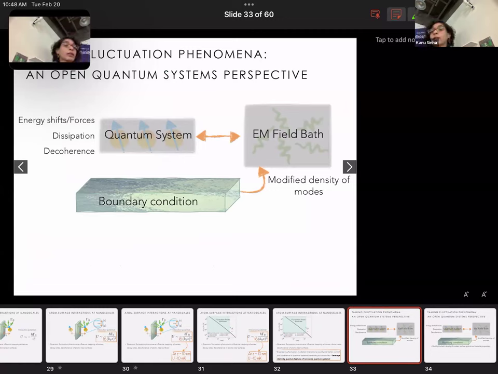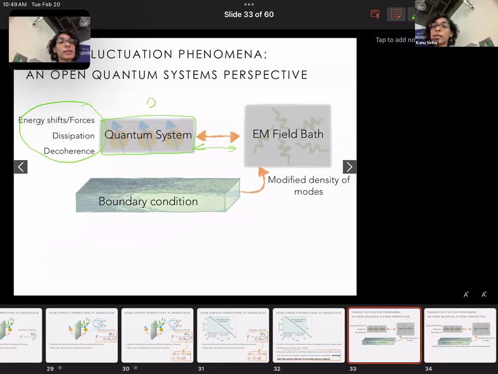So here, my collection of atoms or whatever quantum system of interest I have is my system now in the open quantum system picture, which is interacting with a bath. The bath for us would be the electromagnetic field. And the bath has the density of modes, or spectral density, whatever you want to call it, which is shaped by the presence of a certain boundary condition, okay? And as these two interact, the system-bath interaction leads to your various fluctuation-induced phenomena, which are all describable within a master equation-like approach, as we will do.